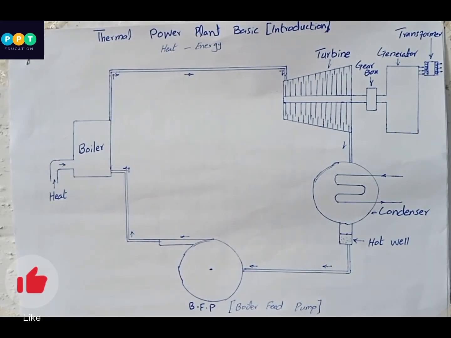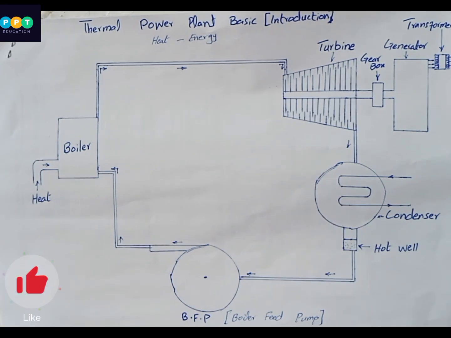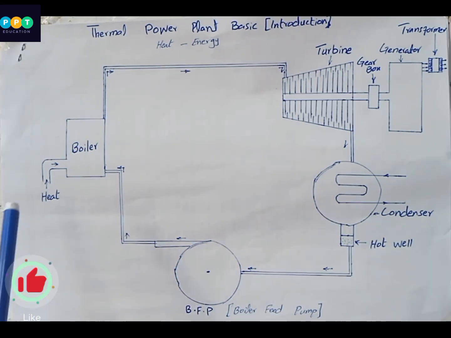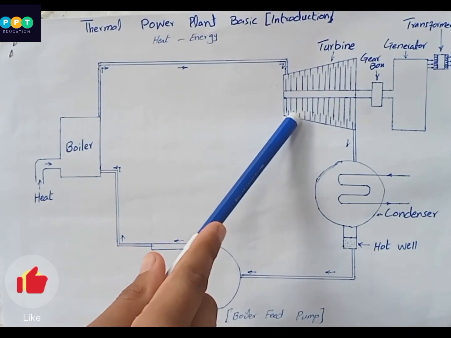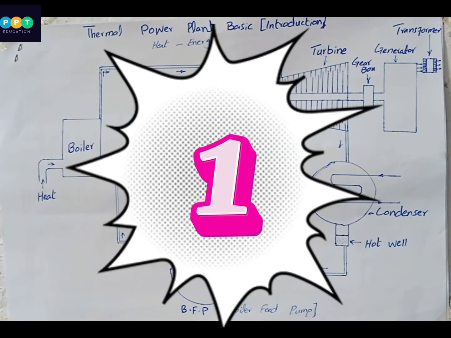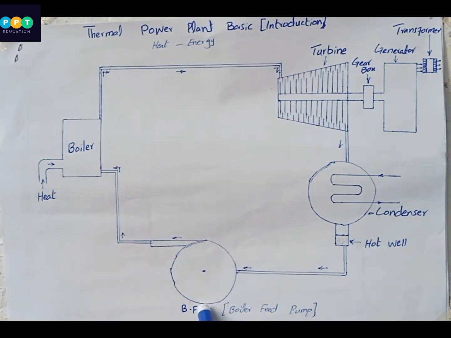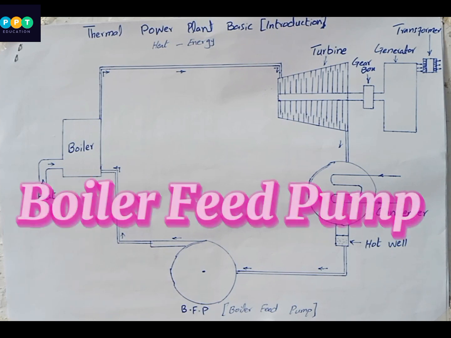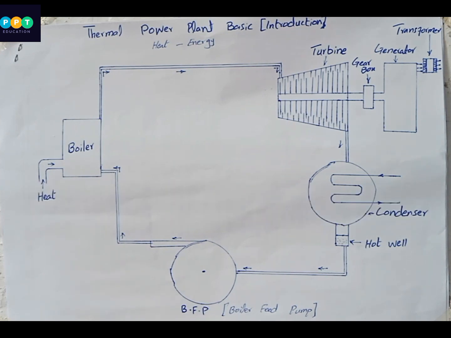So first of all, we see many components used in a thermal power plant. The first component of a thermal power plant is BFP, second boiler, third turbine, fourth generator, and last is condenser. First of all, we talk about BFP. BFP stands for boiler feed pump. It is a centrifugal pump.